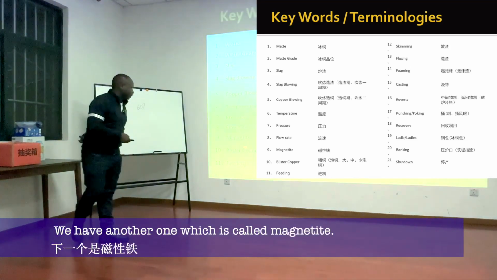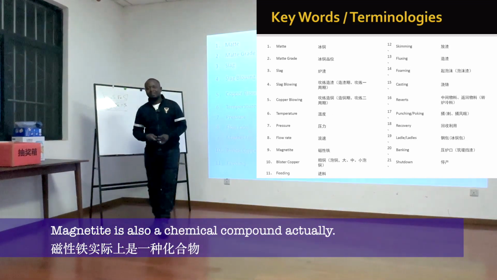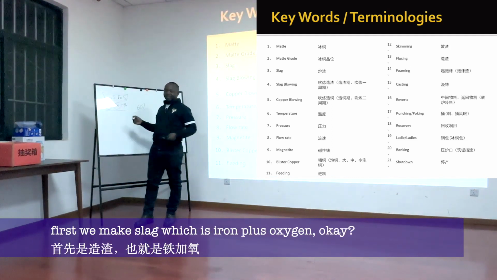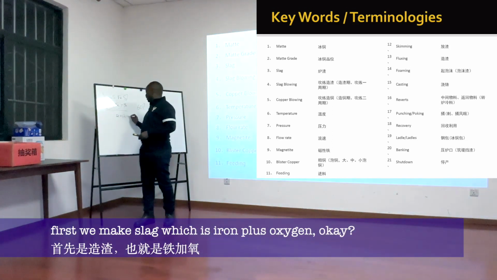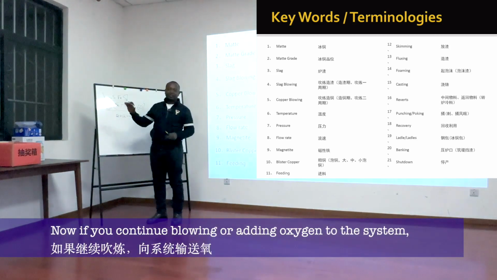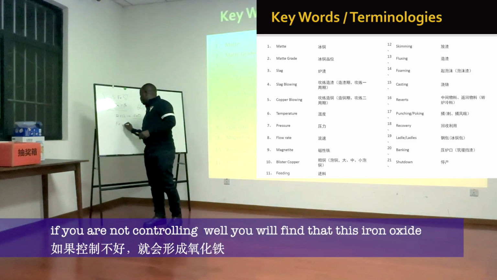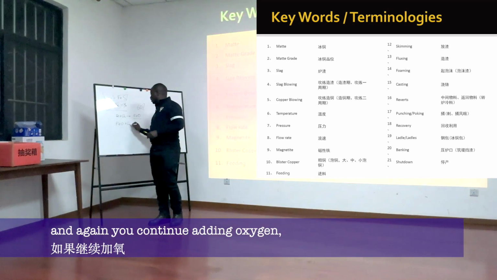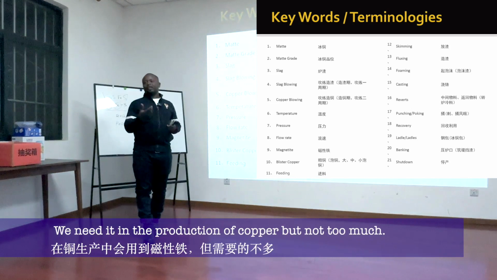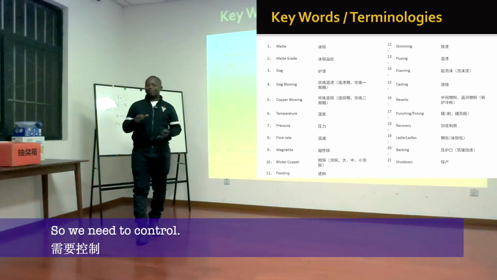We have another one called magnetite. Magnetite is also a chemical compound. As we blow or add oxygen to the system, first we make slag, which is iron plus oxygen, okay? And then we make iron oxide, which is slag. Now if you continue blowing or adding oxygen to the system and you're not controlling well, this iron oxide, as you continue adding oxygen, forms what we call magnetite. We need it in the production of copper, but not too much. If too much, problem. Again, if too small, problem. So we need to control.